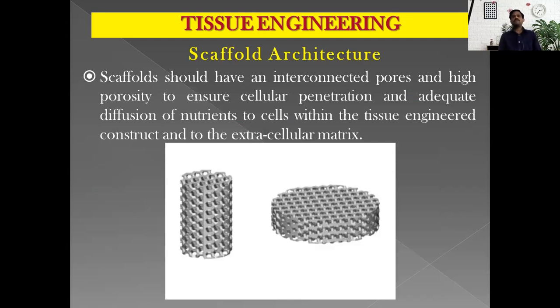The scaffold should have interconnected pores and it should have enough porosity to ensure cellular migration, cellular penetration, and diffusion of nutrients within the tissue engineered construct and to the extracellular matrix. It means the scaffold should have interconnected pores to allow the migration of cells, to allow the diffusion of nutrients.